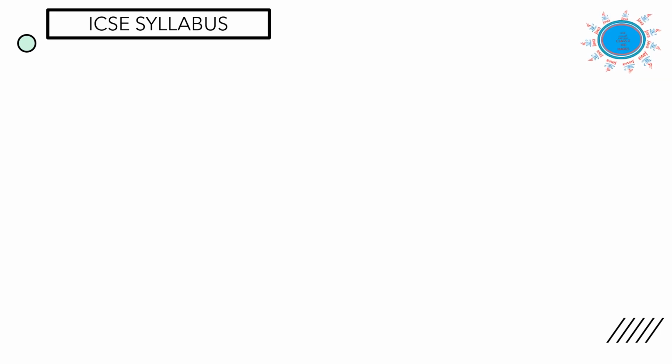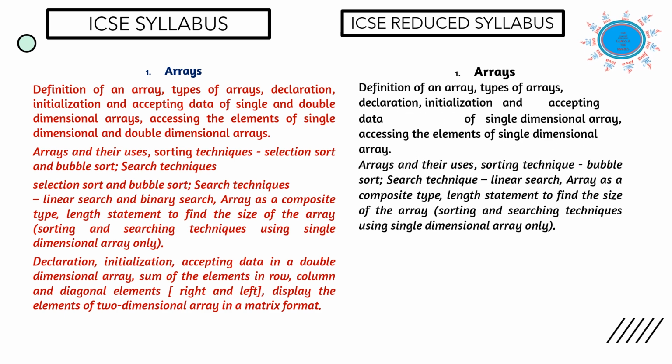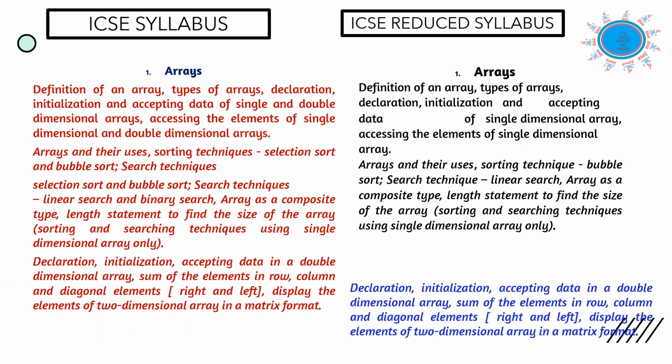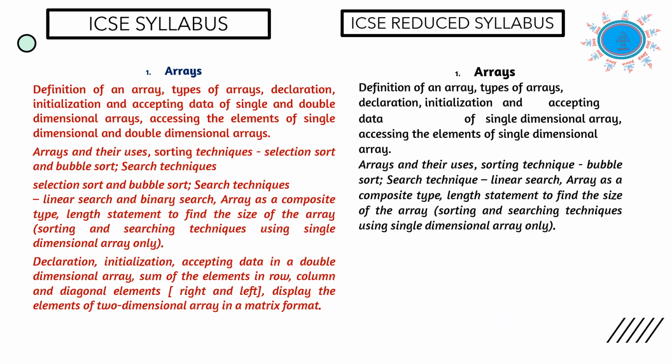Now the next topic is arrays. Some parts of this chapter are reduced. Earlier we had to study selection sort and bubble sort, and now we have to study only bubble sort. The topics removed from arrays are selection sort, and then binary search, which is also completely removed. Then double dimension arrays, the complete topic is removed, and array programs with strings are also completely removed.